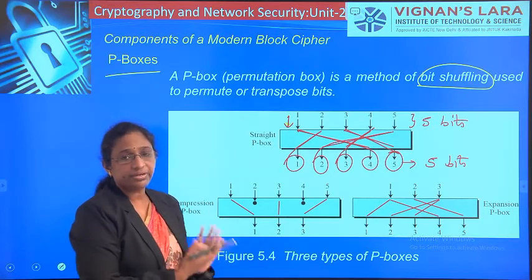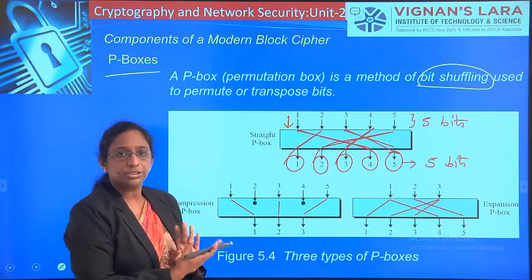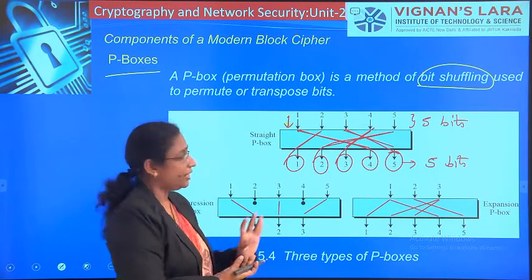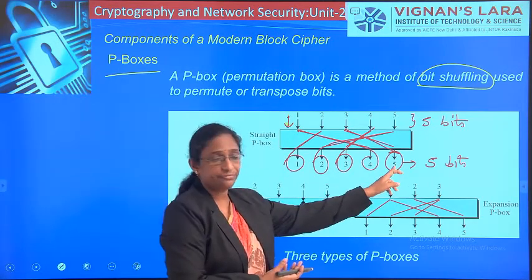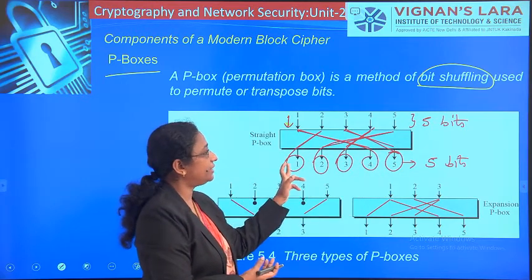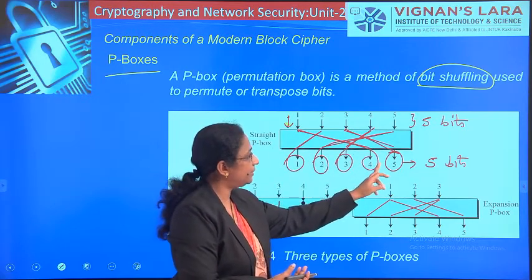In this way we are shuffling the bits, or transposing the bits, where the first bit will become the 5th bit, the second bit becomes the first bit, and the third bit becomes the 4th bit.